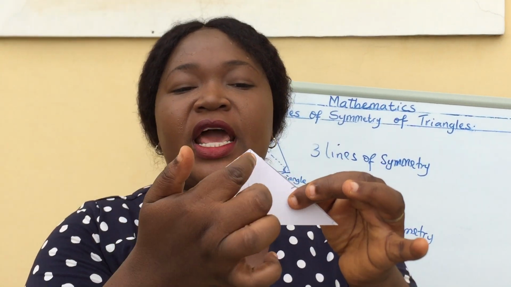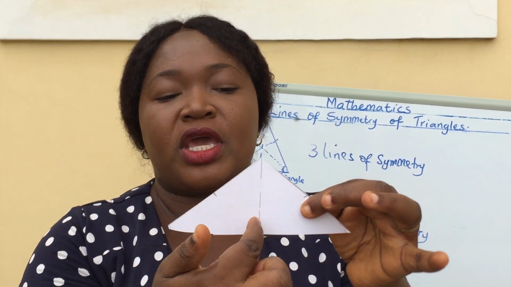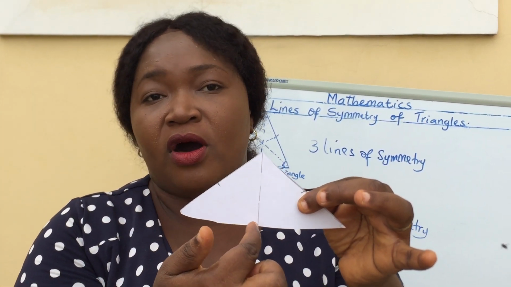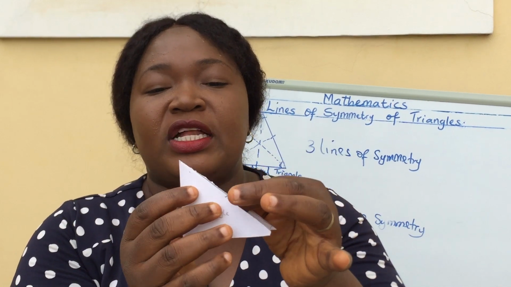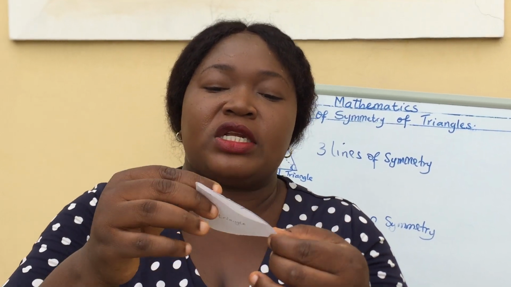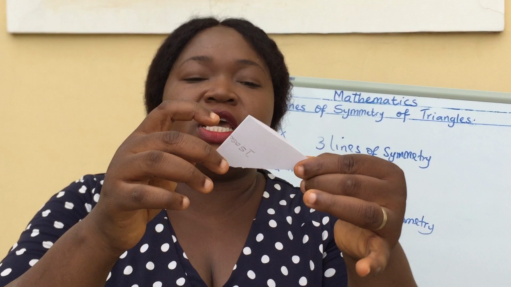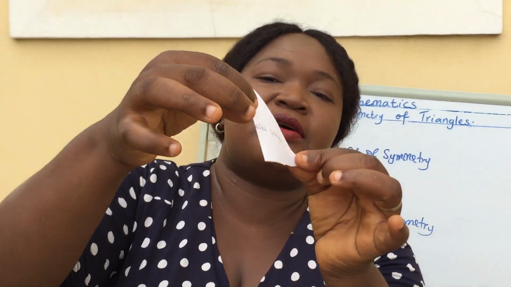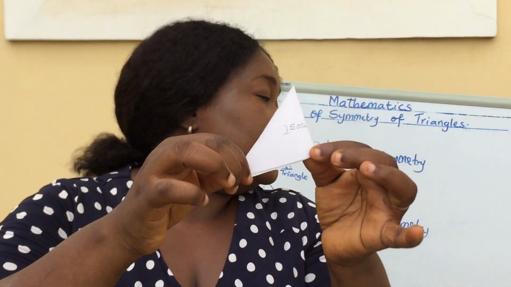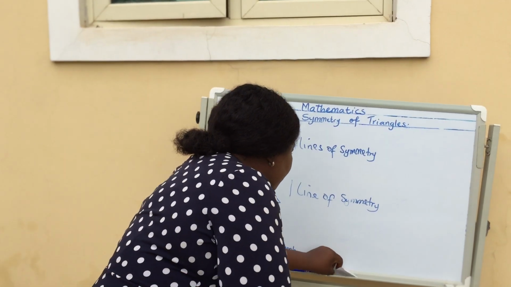Good. Can you see the line of symmetry in the middle? Okay, that is the vertical line of symmetry. That simply means that you can fold it only once. It has one fold to obtain the half. Can you see that now? Good. Now a right angle triangle.